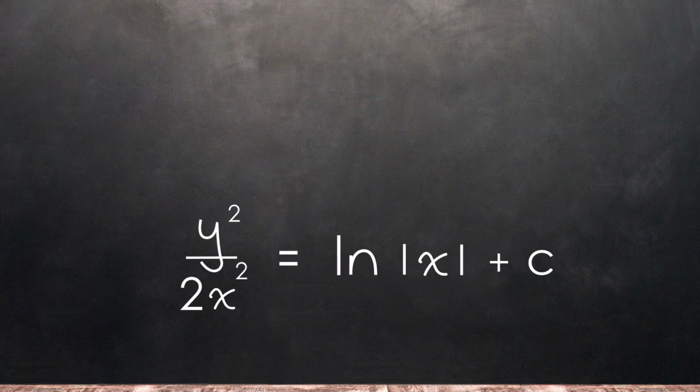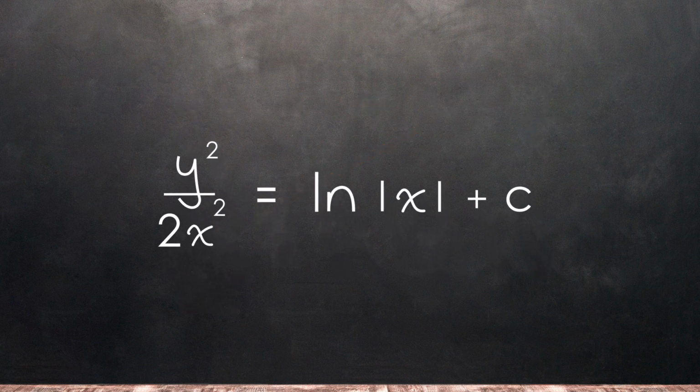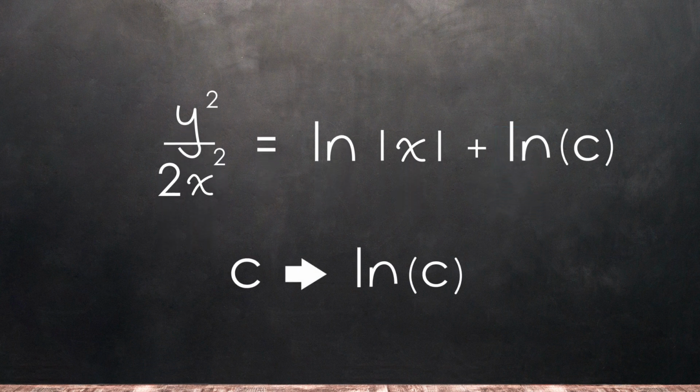Before we do some more rearranging for y, we will replace our constant of integration c with ln of c. We do this to make it easier to simplify the right-hand side using logarithm rules. Since ln of c is also a constant, this will not affect our solution.